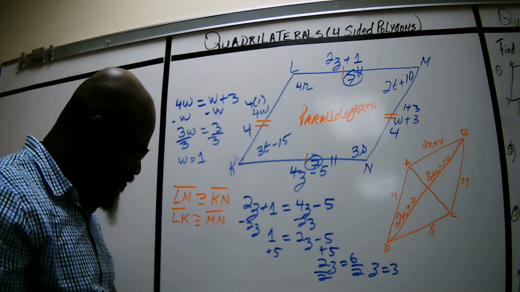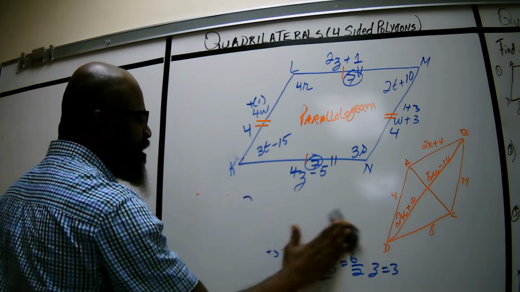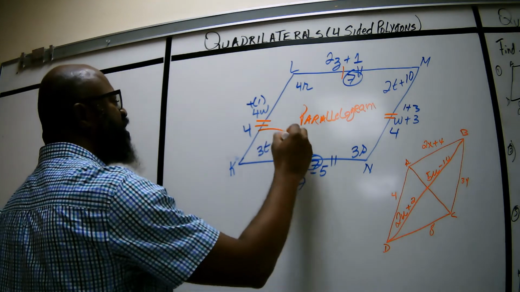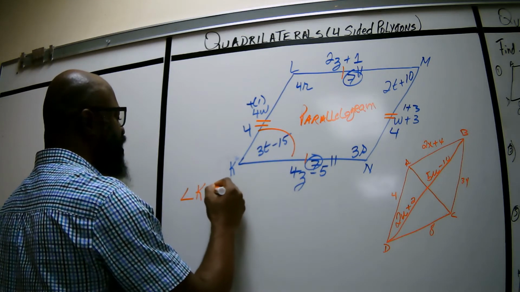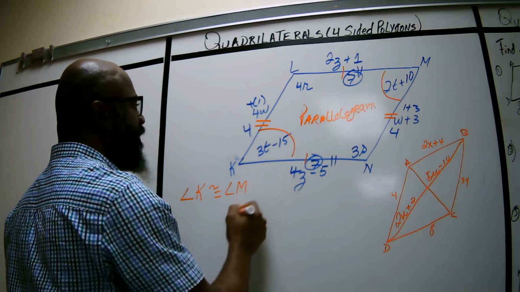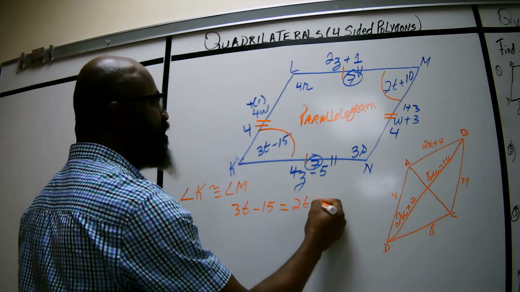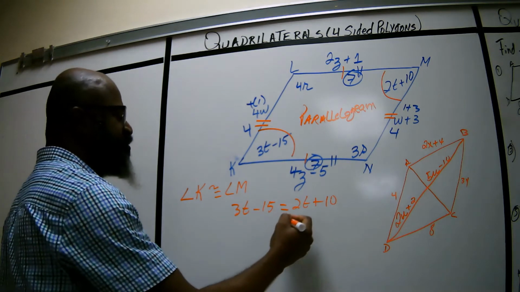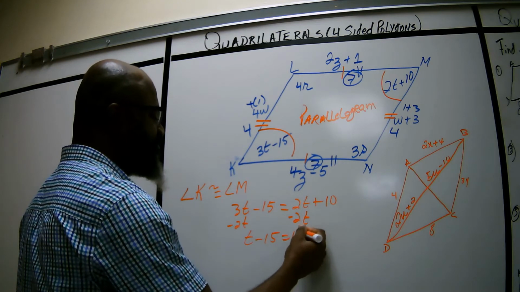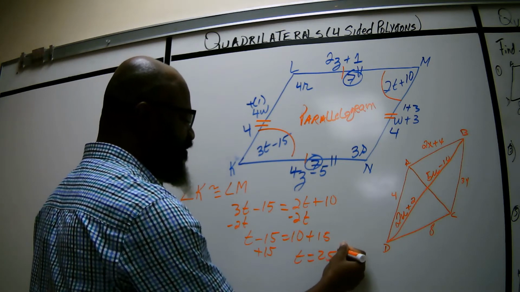Now we need to find the angles. In order to find the angle, we have to use the opposite angles. We have so many angles. Let's see which angle is easier to solve for. It would be easier to solve for T. Angle T is congruent to angle M, because opposite angles are congruent in a parallelogram. So we'll have 3T minus 15 is equal to T plus 10. In order to solve for T, you subtract T from each side. Then you'll have 2T minus 15 is equal to 10. Add 15 to each side. In this case, T is 25 degrees.